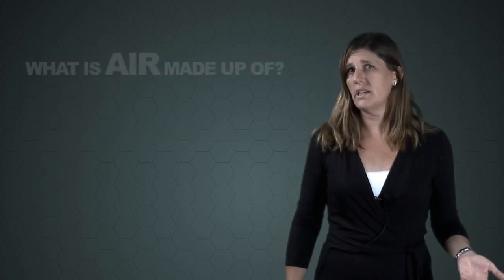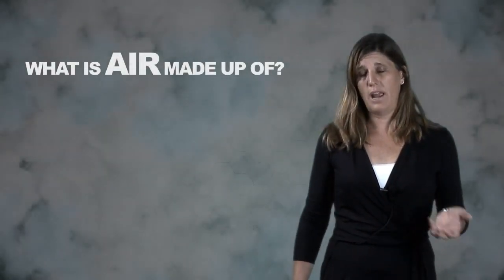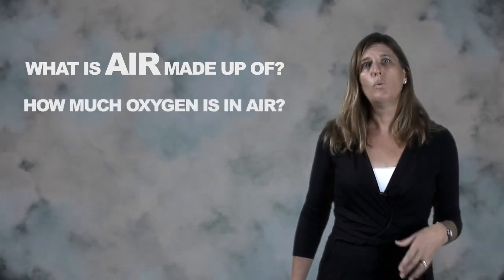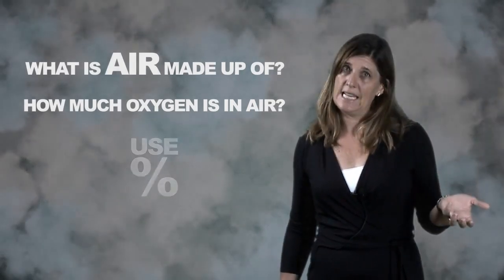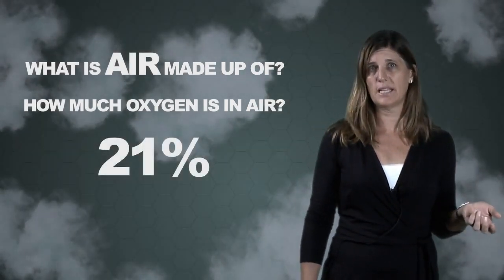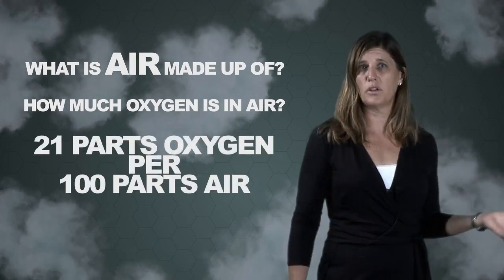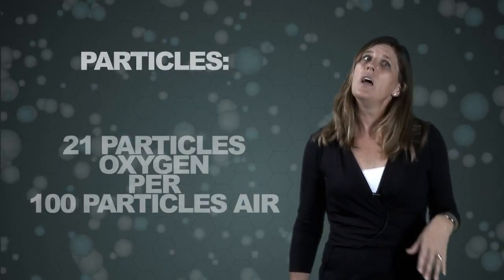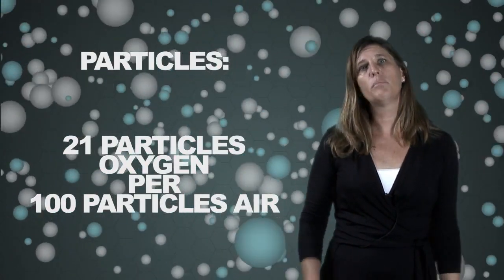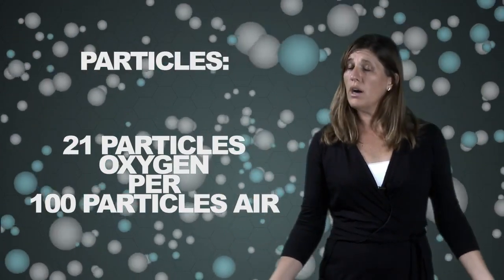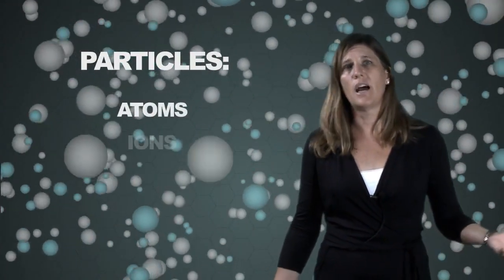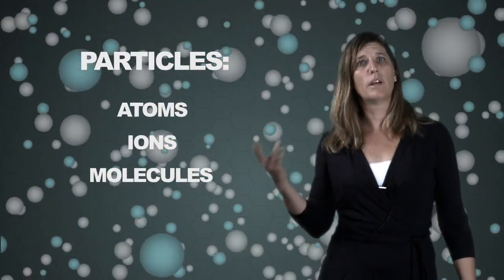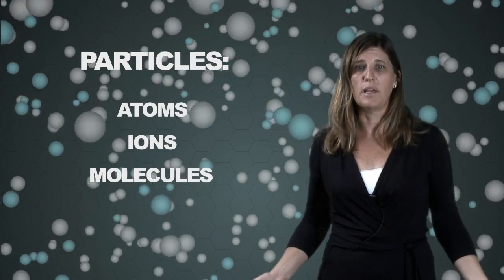So let's take a specific example, air. Normally for air, if we want to talk about how much oxygen is in air, for example, we use the unit percent. There's about 21%, 21 parts of oxygen per 100 parts of air. And when we talk about the parts, a lot of times we call them particles. 21 particles of oxygen per 100 particles of air. And the particle is defined as an atom, an ion, or a molecule. So 21 molecules of oxygen per 100 parts of air, whatever those particles may be.